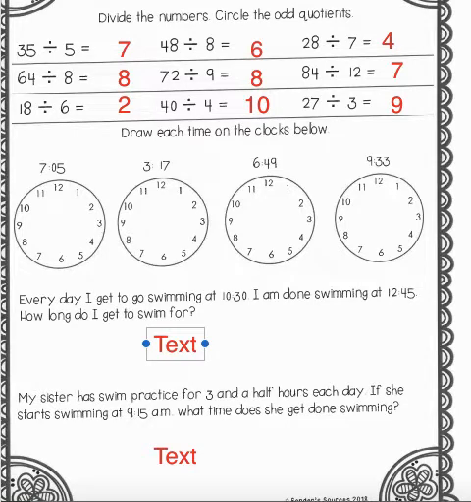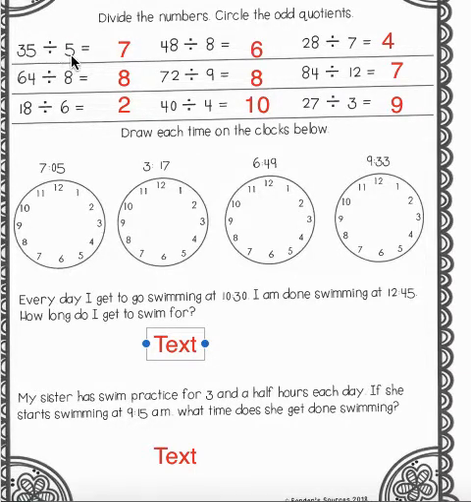Tomorrow, here I am going over the next packet page. So the first set of directions said to divide the numbers and circle the odd quotient. So I already did our division here. So basically, again, when we're talking about division, it's just multiplication backwards. So if you know your multiplication table, then you can do division.